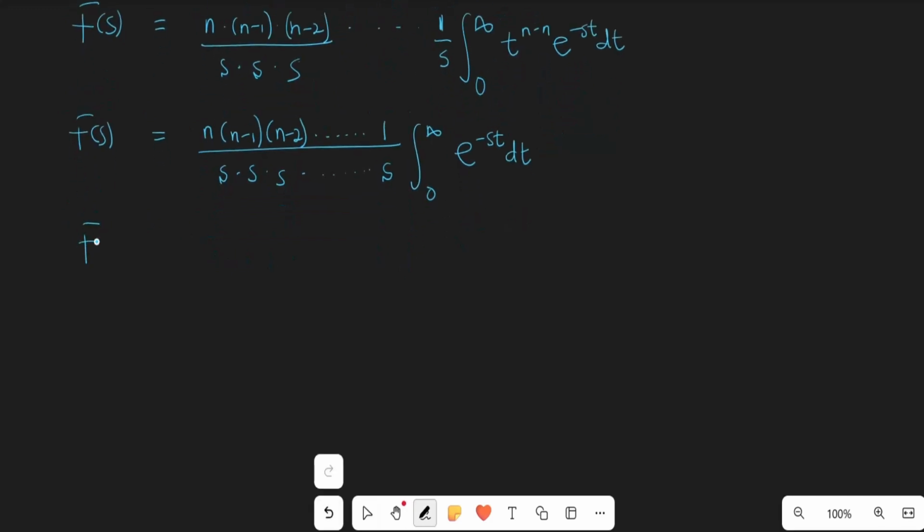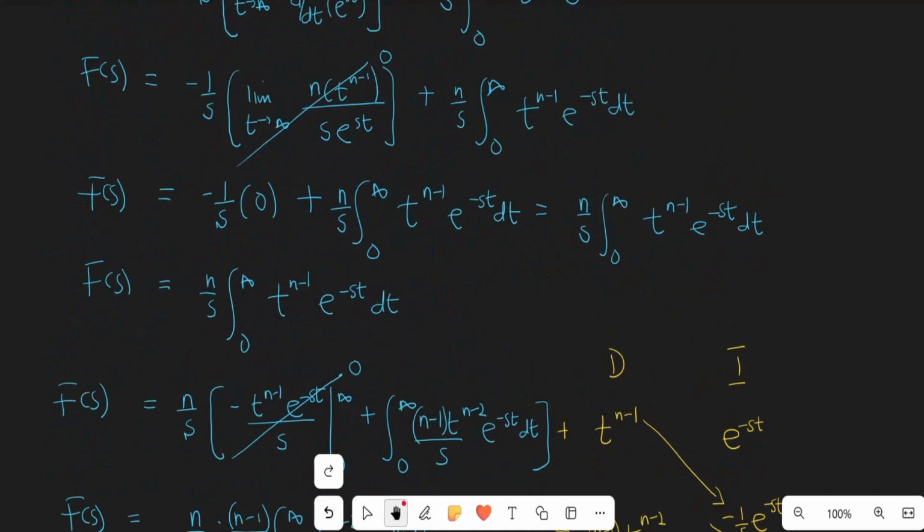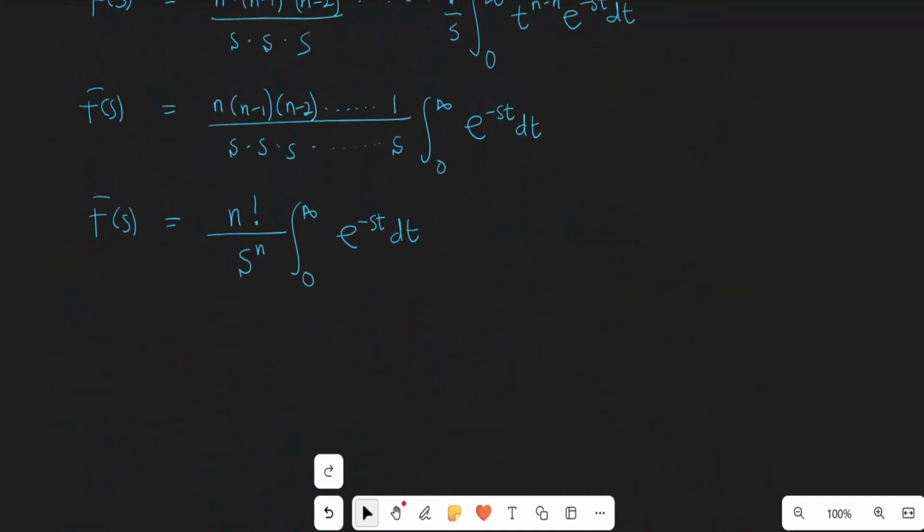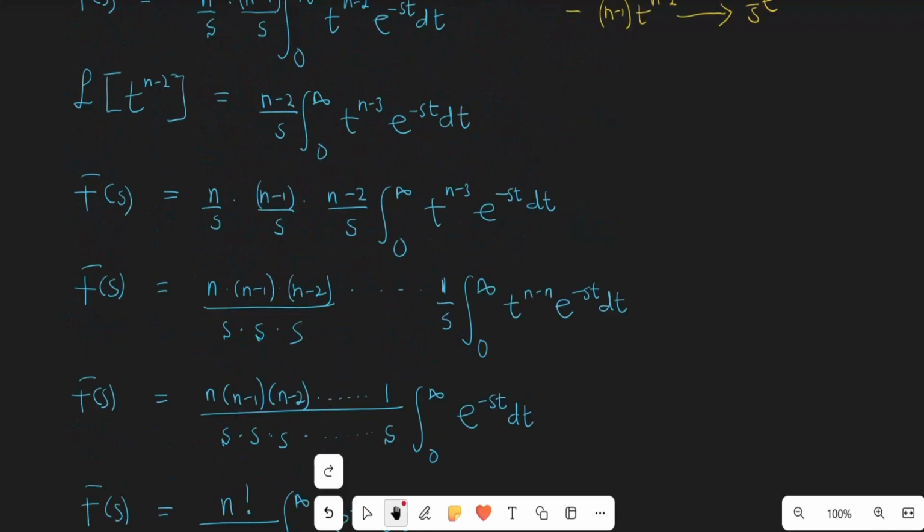So f of s is equal to, this one is familiar, n times n minus 1 times n minus 2 up until 1 is going to be n factorial, divided by, this one is s times s times s multiplying itself n different times. So this is s raised to the power n. And we have the integral from 0 to infinity of e raised to the power negative st dt. We did this when we started by finding the Laplace transform of the constant 1. So this one is just the Laplace transform of the constant 1. So what is the Laplace transform of 1?